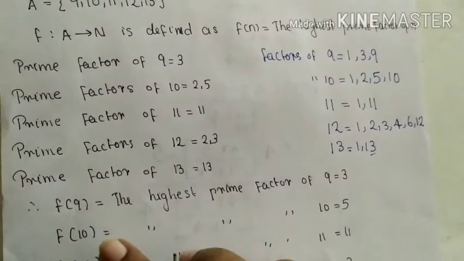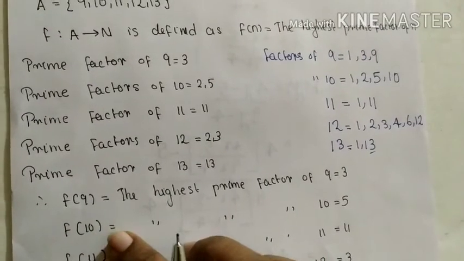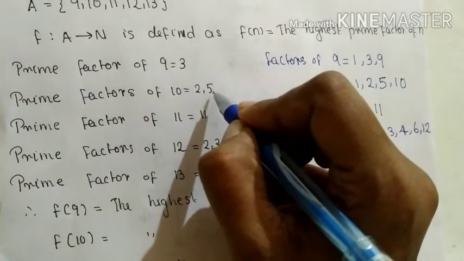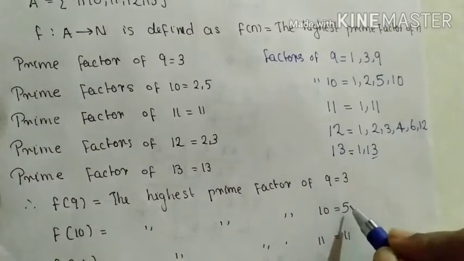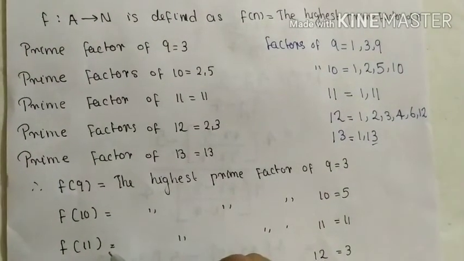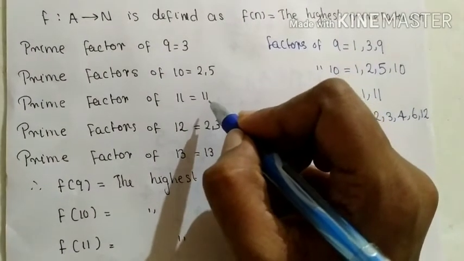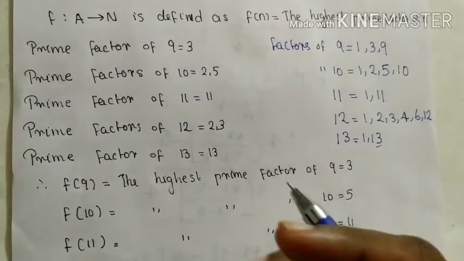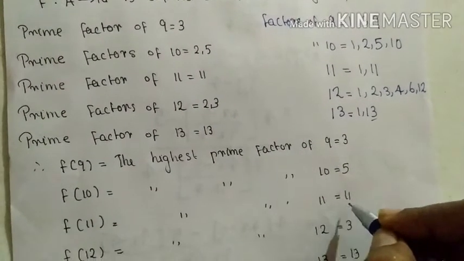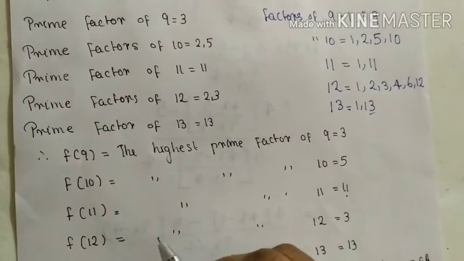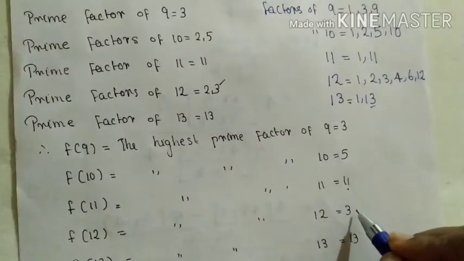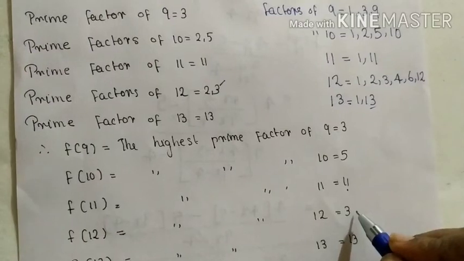Right. Next we need to find f of 10, that is the highest prime factor of 10. Comparing these two terms, 5 is the higher value, so I write 5 here. Next we need to find f of 11. The prime factor of 11 is 11 only, so the highest prime factor of 11 is 11. Next, f of 12: the highest prime factor of 12, here 2 and 3, the higher value is 3. So the highest prime factor of 12 is 3.